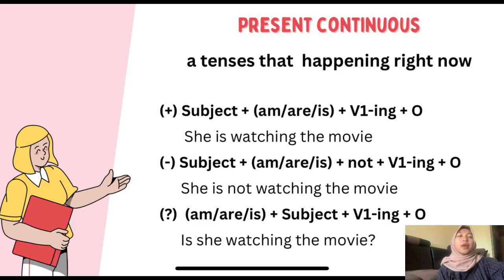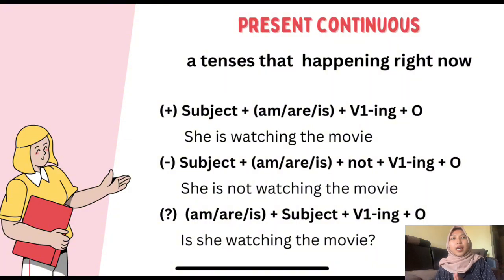becomes goes. Present continuous. Present continuous is a tense for something happening right now. Nah, jadi tenses yang sedang terjadi sekarang. Okay, in the present continuous, we use verb ing. For example, reading, writing, running, listening, and others. Okay. For the formula: subject plus to be (am, are, is) plus verb ing plus object. The to be depends on the subject, same as before.